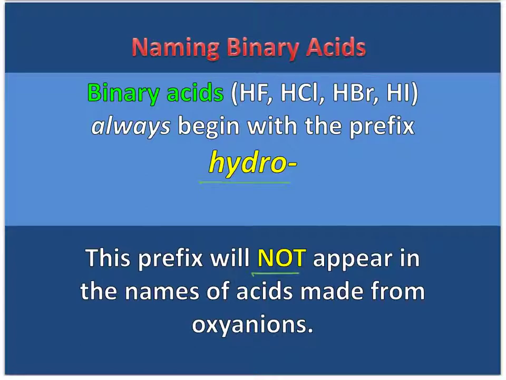Our polyatomic acids will not have the prefix hydro. So that's one way you can differentiate from the name when we look at these. If it begins with the prefix hydro, then we know for sure that it's a binary acid. If it does not, then we know it's a polyatomic acid.